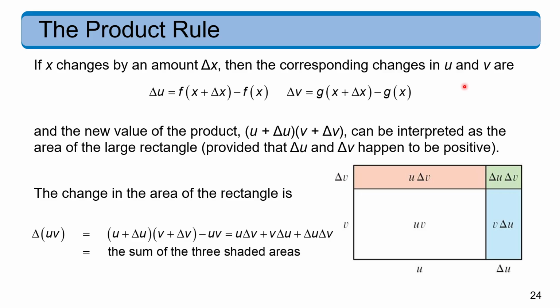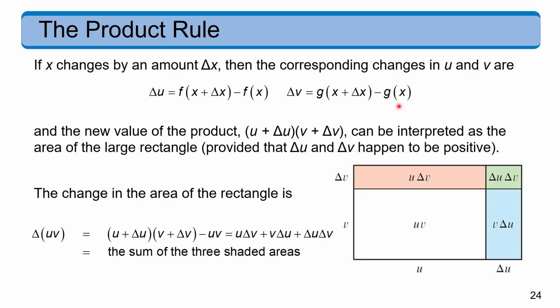Well, first we'll find how much u and v change. So delta u, the amount that u changes, would be f evaluated at the new x value minus f evaluated at the original x value. So it's just the u value at the end of the shift minus the u value at the start. And then we do the same thing for v. How much v changes? Remember, v is defined to be g of x. So the ending value of g would be g evaluated at x plus delta x. And then we subtract from that the value of v at the beginning, which was g of x.